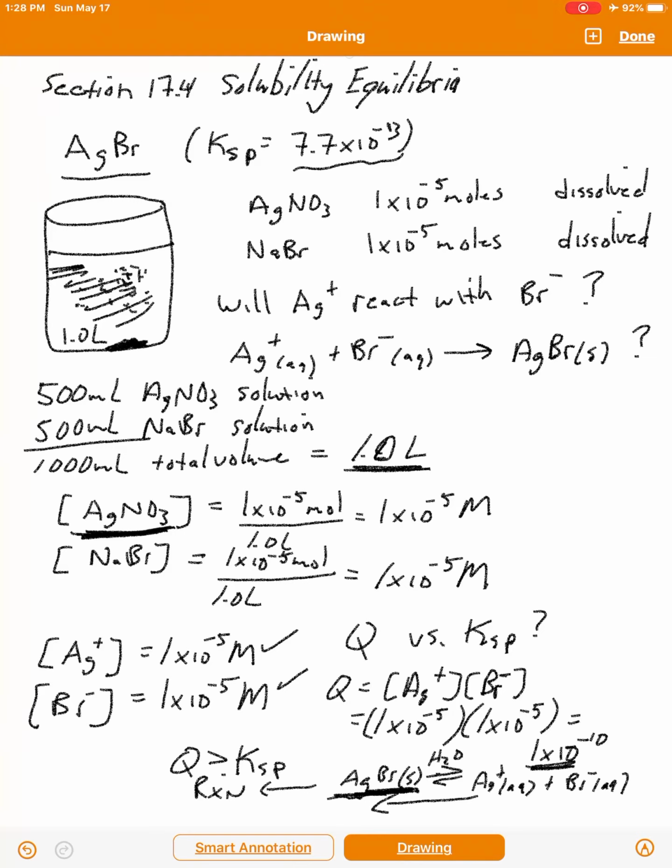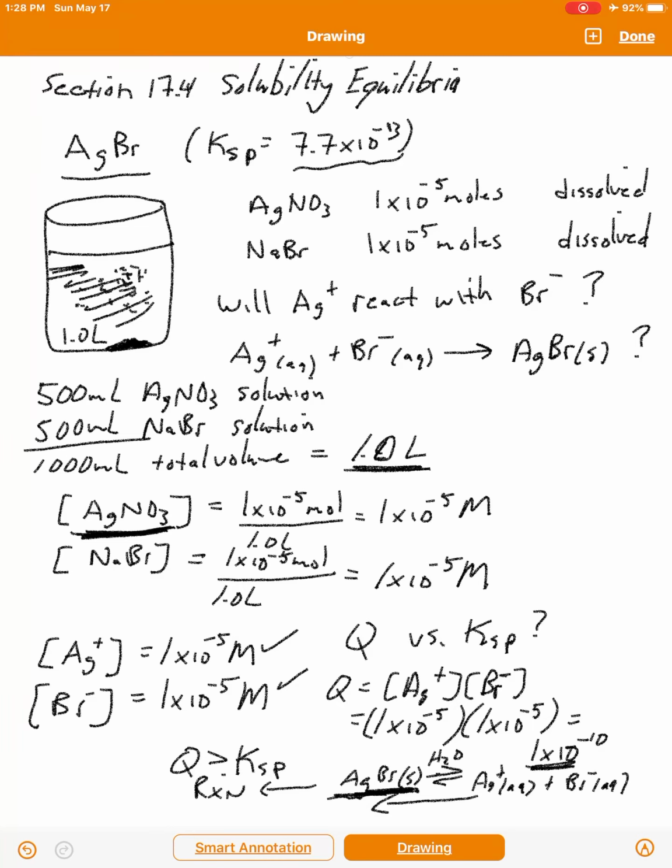Okay? So the way you solve this type of problem is you calculate Q. If Q is greater than K, you will precipitate out the solid. The AgBr in this example will precipitate. If Q is less than K, then that means you are below the limit of solubility. There's a small enough value of the ions that they will not precipitate. So if Q is less than K, the reaction does not result in the formation of a precipitate.